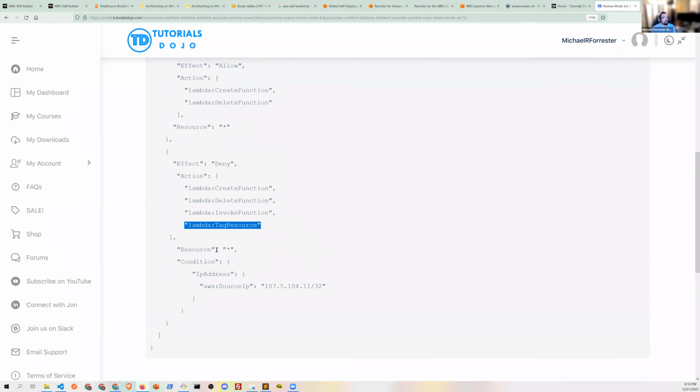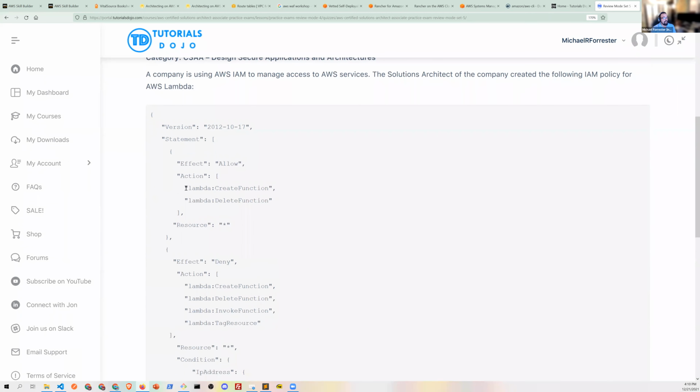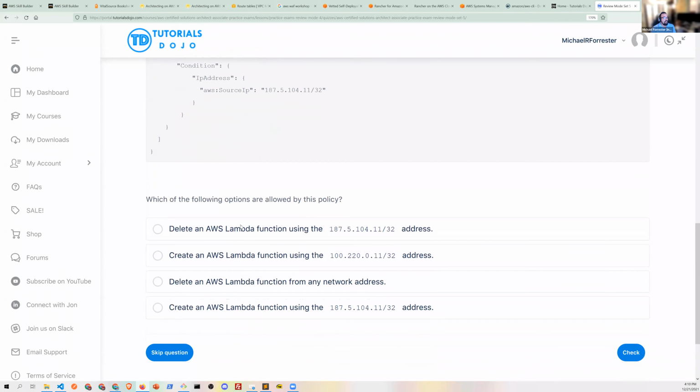Now notice that this deny, by the way, is if the source IP is this specific IP address. Otherwise, it doesn't look like this deny is actually going to take effect. Otherwise, it looks like this create and delete function doesn't have any conditions on it, so it's just going to allow it to happen. So which of the following options are going to be allowed by this policy? So that's the question, right?